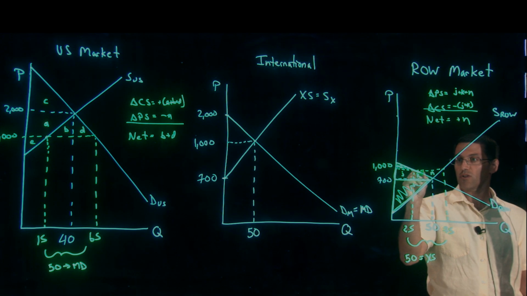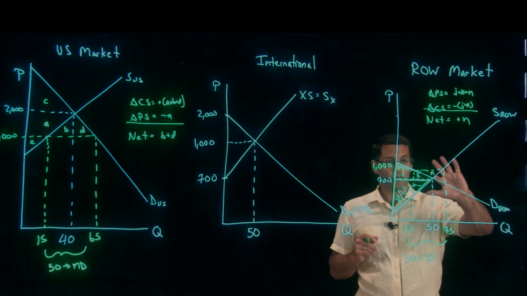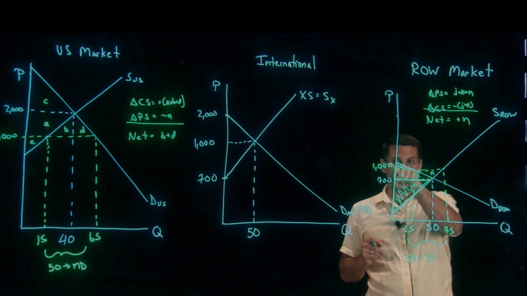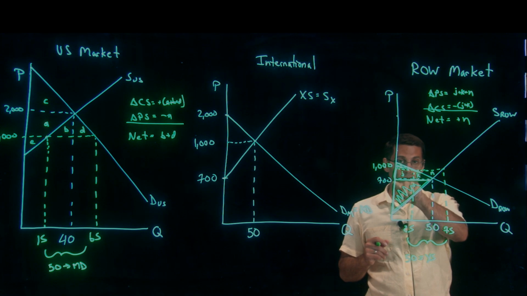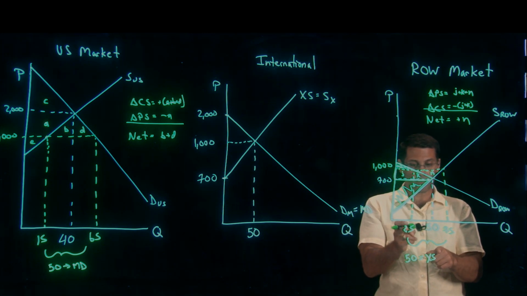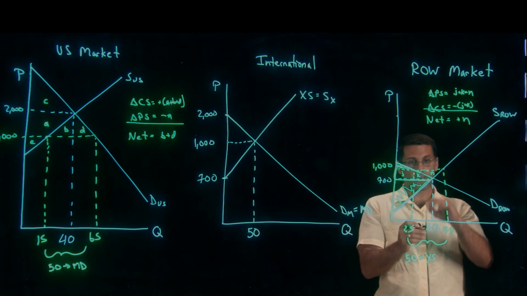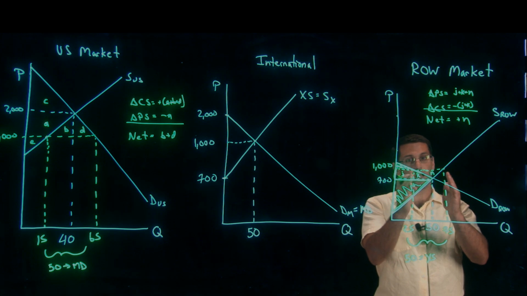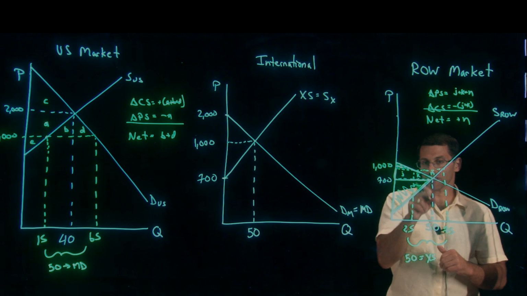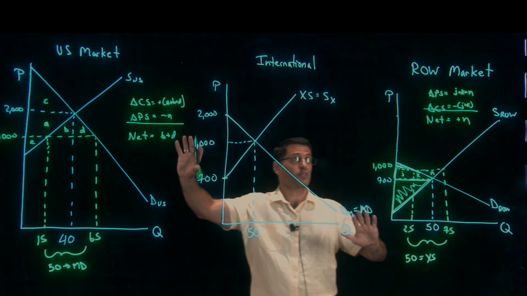Right? So this triangle here, again, the gains from trade are given by the autarky price and the trade price, 700 to 1,000, in between the quantities supplied and demanded. Right? So in other words, between the supply and the demand curves. So we can see very clearly both sides are gaining.